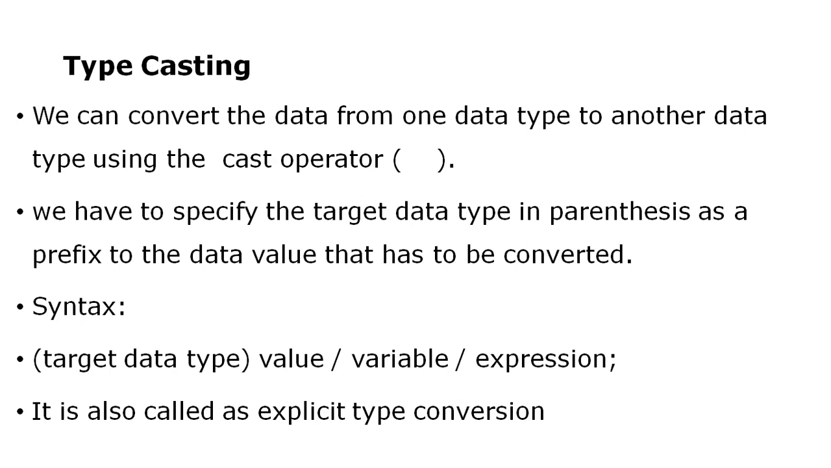We can convert the data from one data type to another data type using the cast operator. We have to specify the target data type in parentheses as a prefix to the data value that has to be converted. Syntax: (target data type) value/variable/expression. It is also called explicit type conversion.